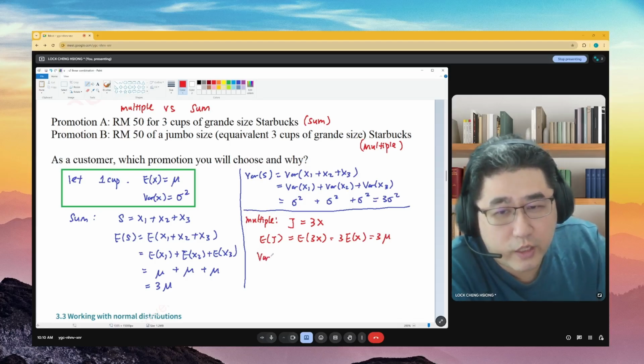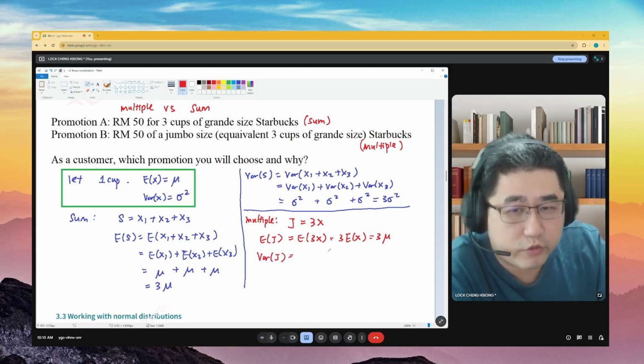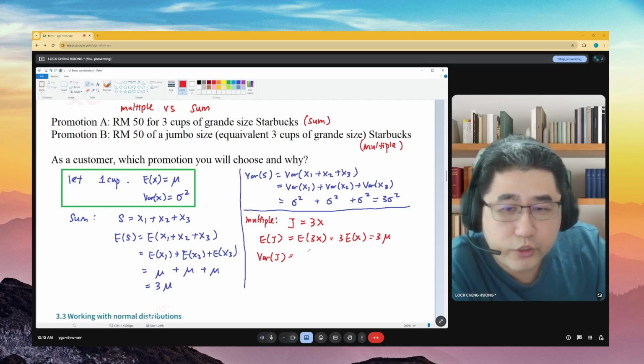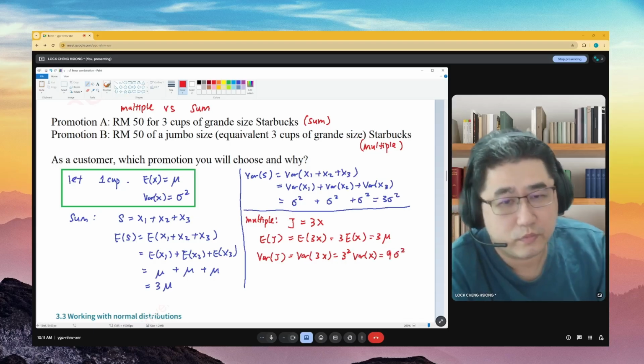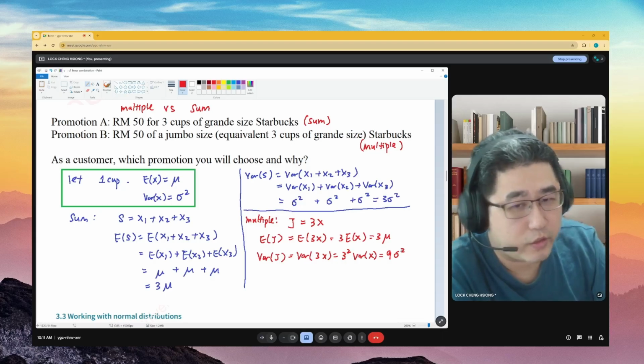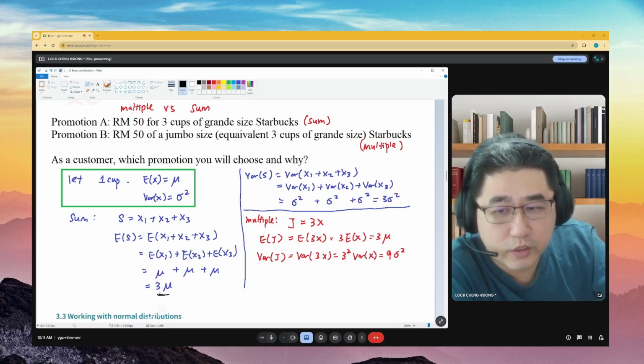Next, I would like to calculate the variance of J. So the variance of J is the variance of 3X. According to the rule, it will be 3 squared times the variance of X. That gives you 9 times sigma squared. Okay, 9 times sigma squared. This is the result that we got. Now we're going to investigate the numbers.